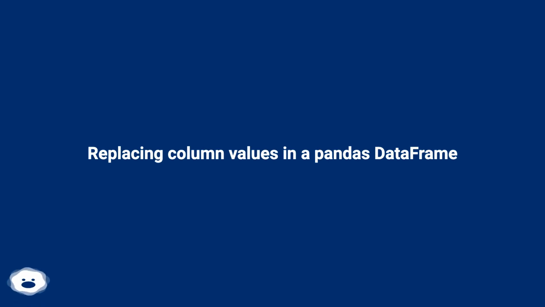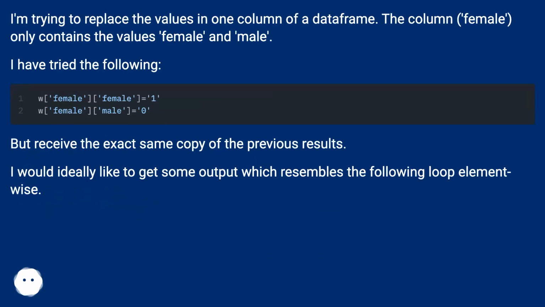Replacing column values in a Pandas data frame. I'm trying to replace the values in one column of a data frame. The column, female, only contains the values female and male. I have tried the following, but receive the exact same copy of the previous results.